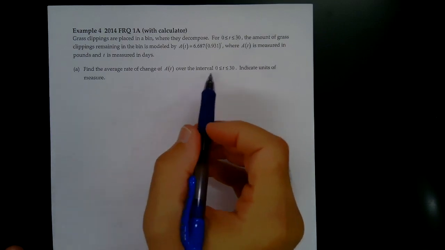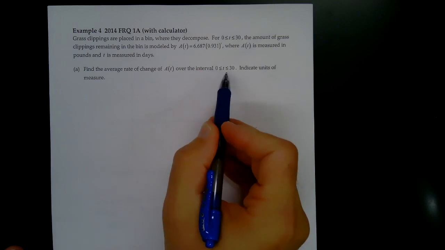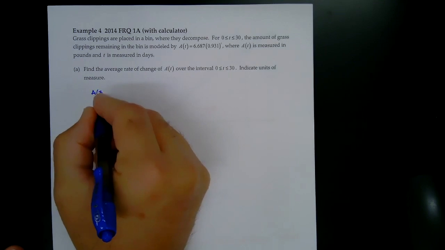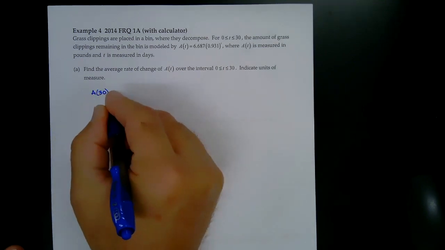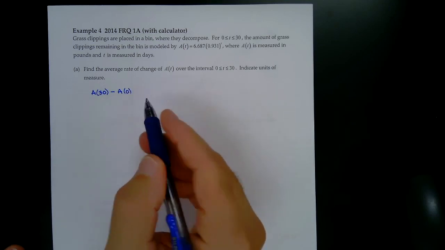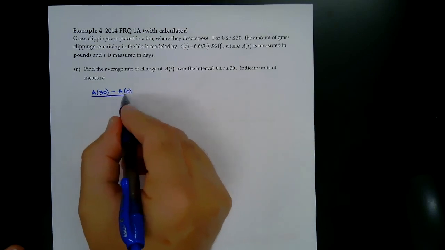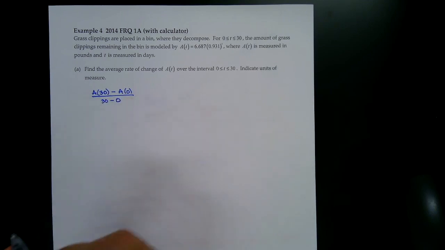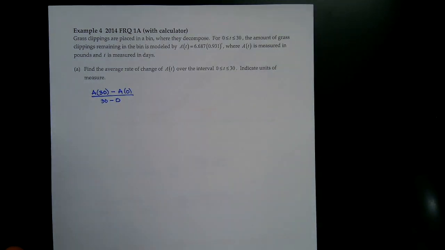So we're going to go between 0 and 30, so that would be A of 30. We can write it like this. I would use the function notation, A of 30 minus A of 0, because we're trying to find it between 0 and 30, over 30 minus 0. All right, so we're going to go to our graphing calculator now, and we'll put that into our graphing calculator, and then we'll have it.